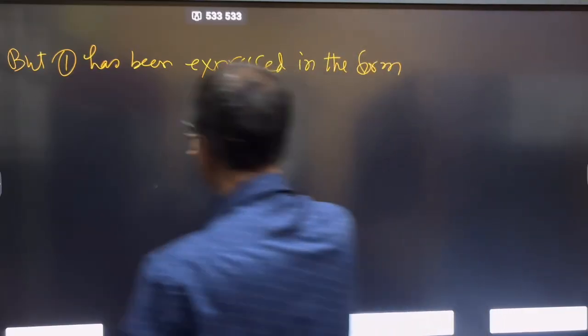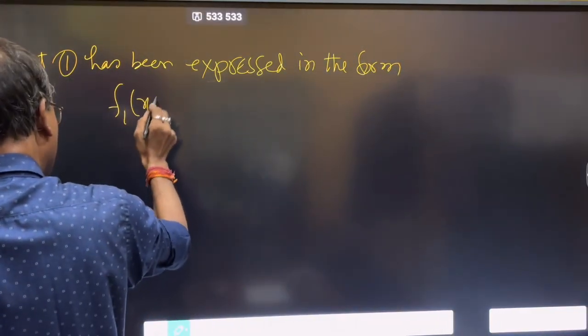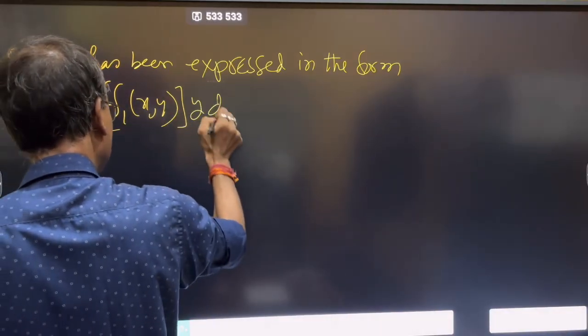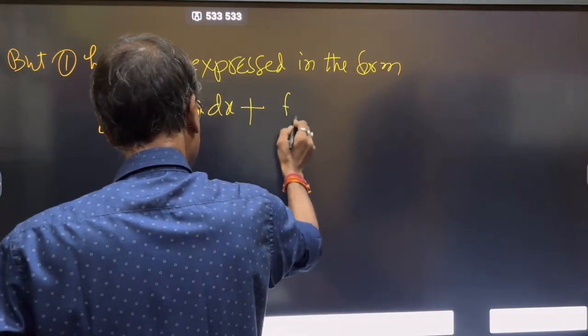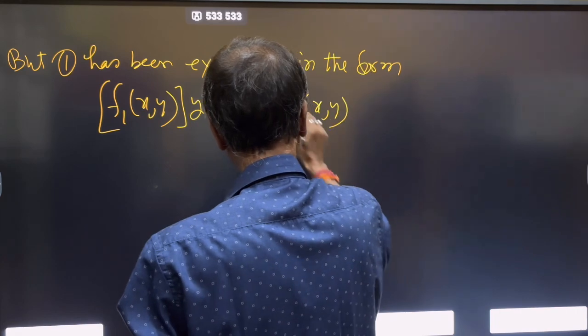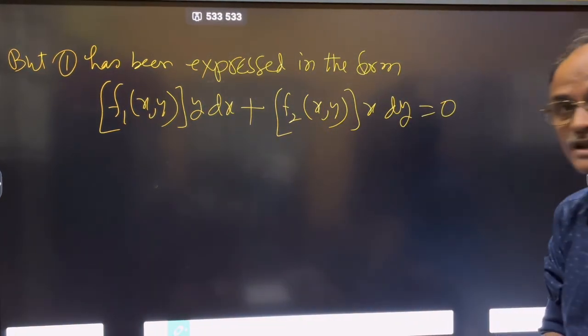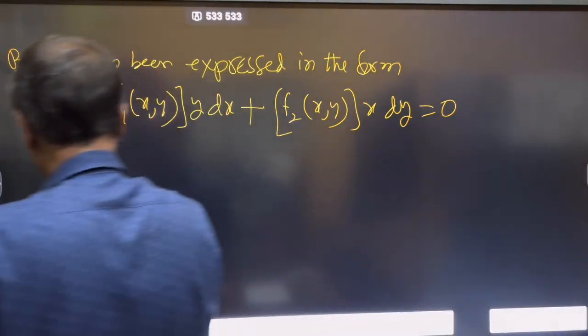f1(xy) y dx plus f2(xy), another function of this, into x dy equal to 0. Now Mx minus Ny.